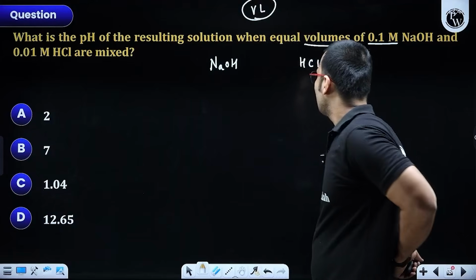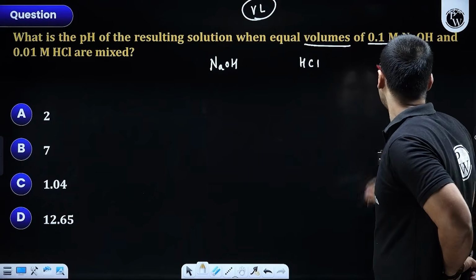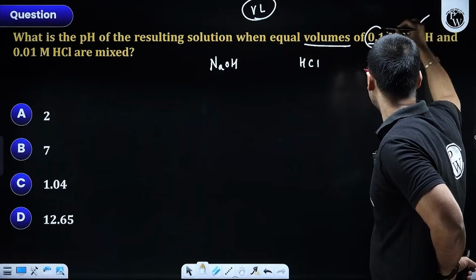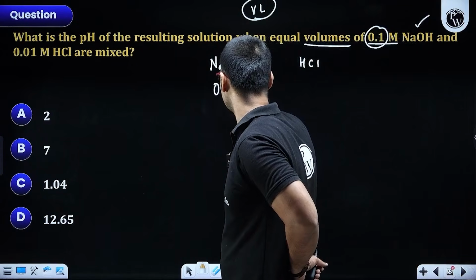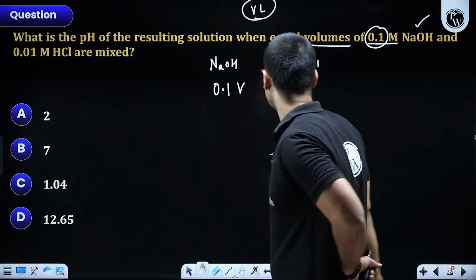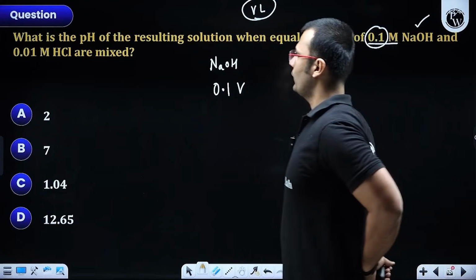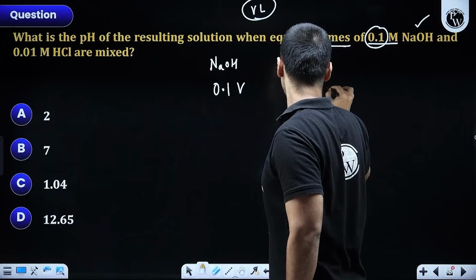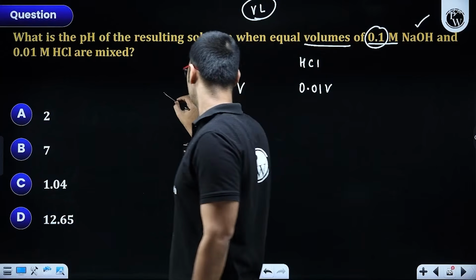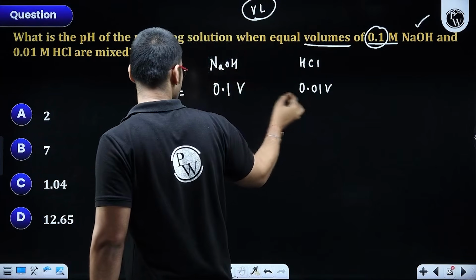So first, if I calculate equivalents of NaOH, molarity 0.1, volume V, n factor 1, so 0.1 into V will come out 0.1 V. And for HCl, if I calculate equivalents, it is 0.01 into 1 into V, so it will be 0.01 into V. So these are the equivalents of base and acid.